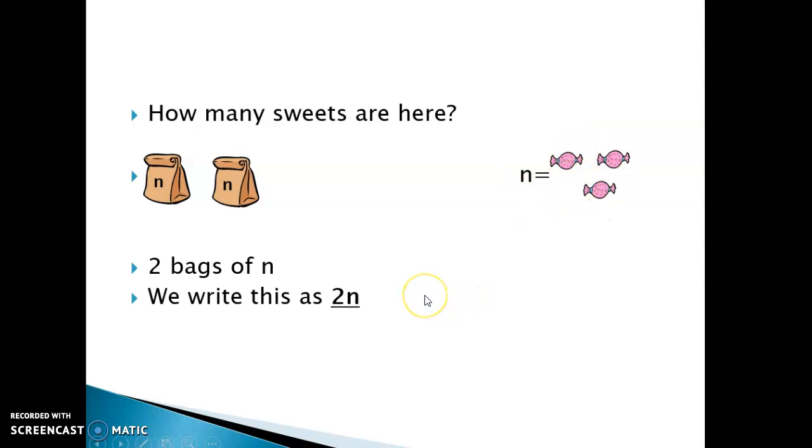So how do we find out how many sweets there are? Yes, you can add 3 plus 3. But the correct way would be 2 times 3 equals 6. 2 times N equals 6, N being 3. Okay?